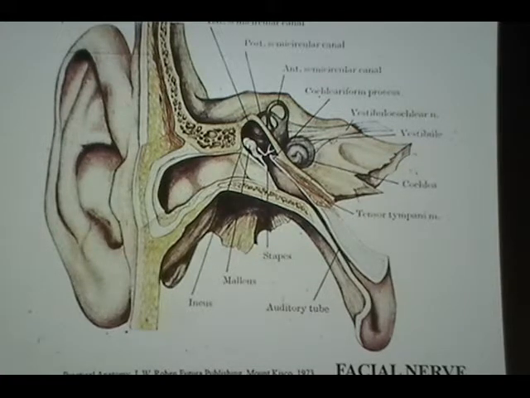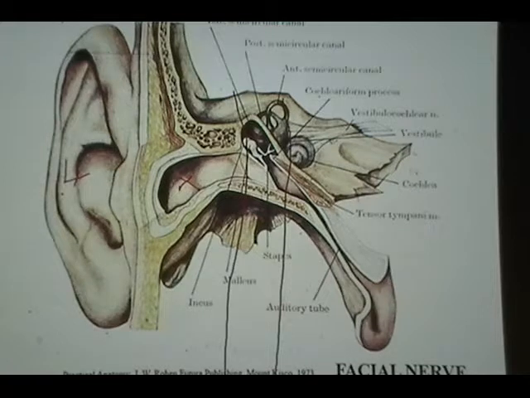It has its association with trigeminal's first division and trigeminal second division. But in this case, we're talking about the facial nerve, and we can divide this area into an external ear, okay, and a middle ear, and an internal ear.